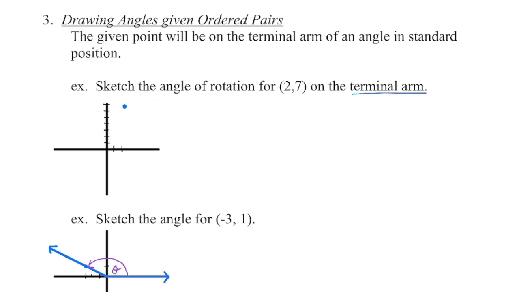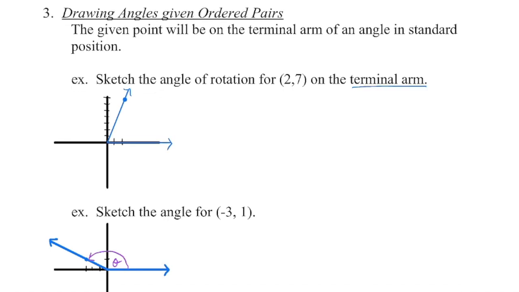I also know that the terminal arm passes through that point. So I know that my vertex is on the origin, and my terminal arm is going to go through that point. I also have an initial arm that will lie on the positive x-axis. That initial arm rotated counterclockwise to this point where we're passing through that (2, 7). So my angle of rotation is that angle there.